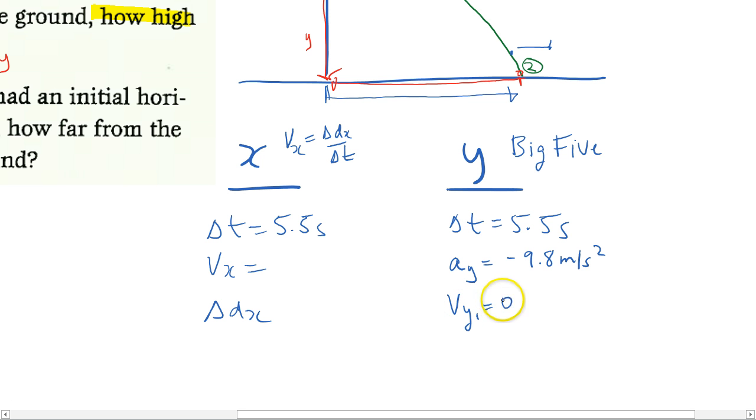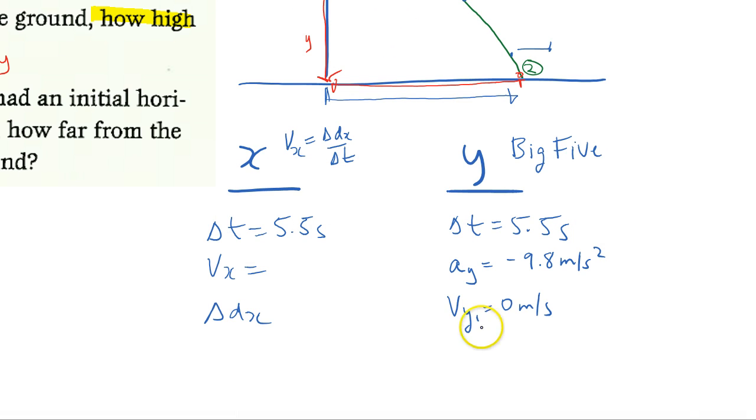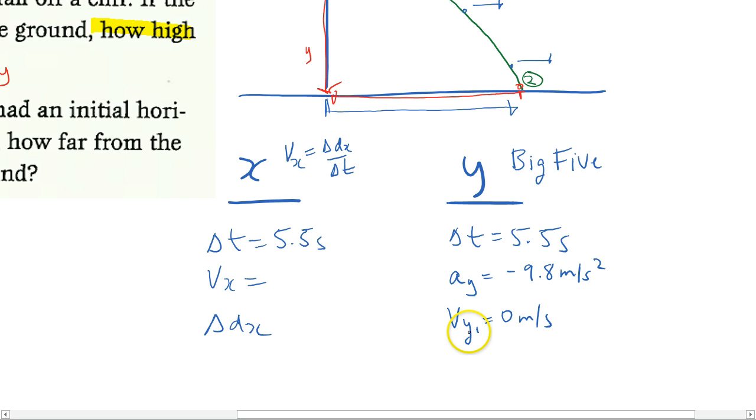Vy1 is equal to 0 meters per second. You're going to find that's true whenever you have something that is shot horizontally or is moving horizontally. It's not moving vertically initially. The y means the vertical velocity, so at the beginning period of time, its vertical velocity is 0. At the end, I don't know.